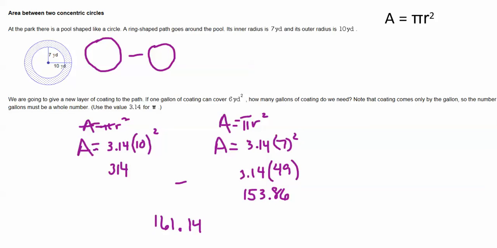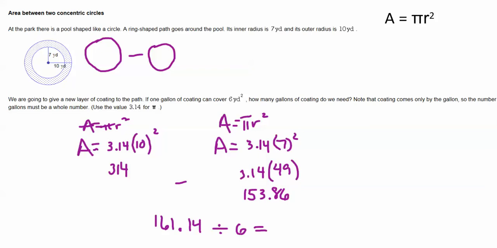Okay, so the path has an area of 161.14 square yards, and we can only buy in increments of 6 yards. So we are going to take that total area of the path and divide by each 6 square yards, because that's 1 gallon of paint. So our entire area divided by the 6 gallons each can of paint can cover.